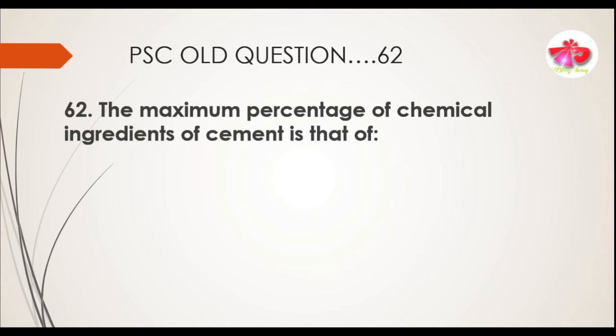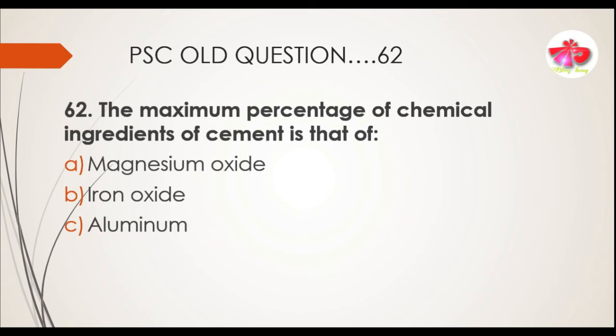Question number 62. The maximum percentage of chemical ingredients of cement is that of option A magnesium oxide, option B iron oxide, option C aluminum, and option D lime. So friend, the maximum percentage of chemical ingredients of cement is that of lime. Option D will be the correct answer here.